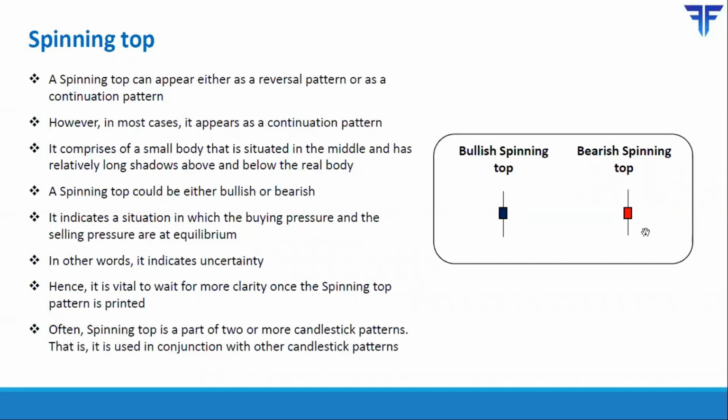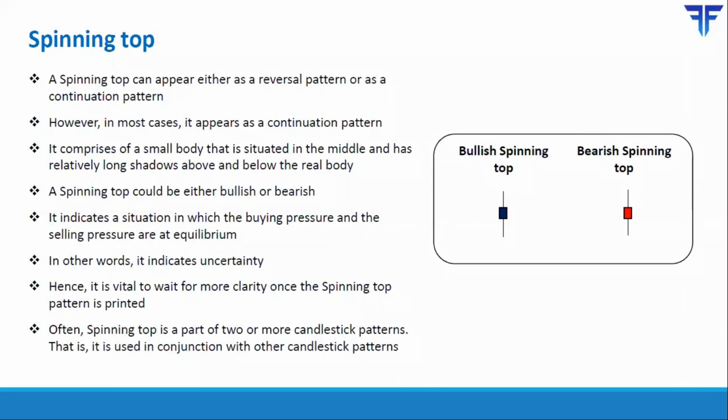Same is the case with a bearish spinning top. It has tall shadows on either side, and it has a small real body that is situated in the center of the candle. So be it a bearish spinning top or a bullish spinning top, a spinning top reflects uncertainty from buyers and sellers.